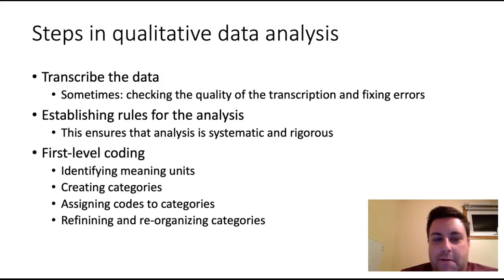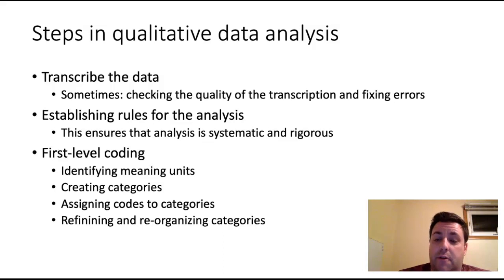Third step then is to do this thing called first level coding. And that's literally where people go line by line through the transcript that you created in the first step and look for meaningful units. Could be a group of words, could be key phrases, could be key sentences, or even key paragraphs. Often it's just key phrases. But then you're creating categories to which these meaning units can be assigned. And then you have to go through and assign all of those different meaning units or key phrases and key ideas to the different categories.